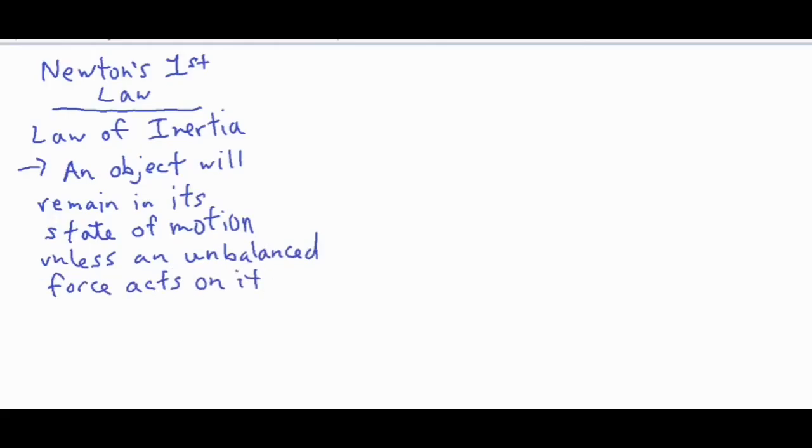So Newton's first law is also known as the law of inertia, and it states an object will remain in its state of motion unless an unbalanced force acts on it. And its state of motion is going to be one of two things. It's either going to be in motion, which means it is moving at a constant velocity, or it is motionless, which means it's at rest.